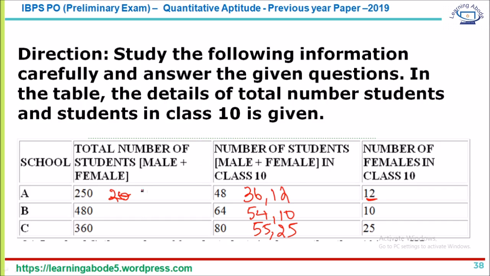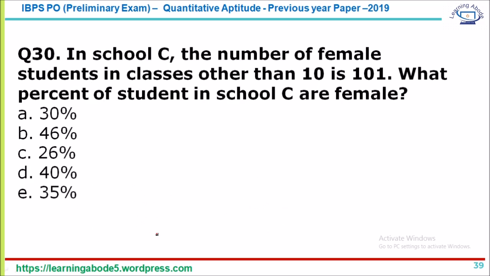Now here maybe I can write others and class 10. So class 10 48, others 202, class 10 64, others 416, class 10 80, others 280. Okay, so let's just check the question anyhow. In school C, the number of female students in classes other than 10 is 101. What is the percentage of students in school C who are female?